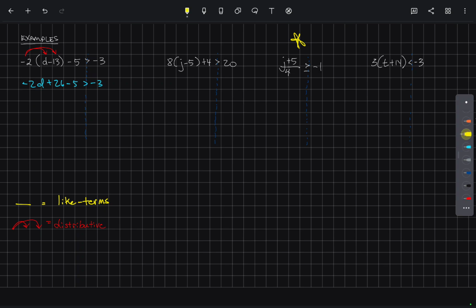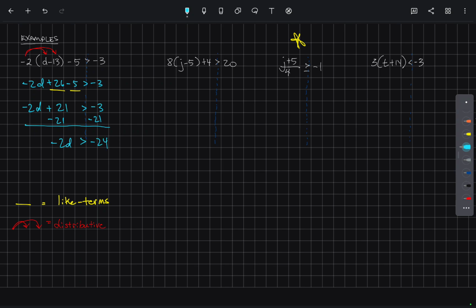Now I'm going to use yellow to underline like terms. Those are the 2 terms that do not have a variable next to them, which means I can work with those. So negative 2d plus 21 greater than negative 3. Now this looks like a regular 2-step inequality. Minus 21, create the 0 pair. Negative 2d greater than negative 24.